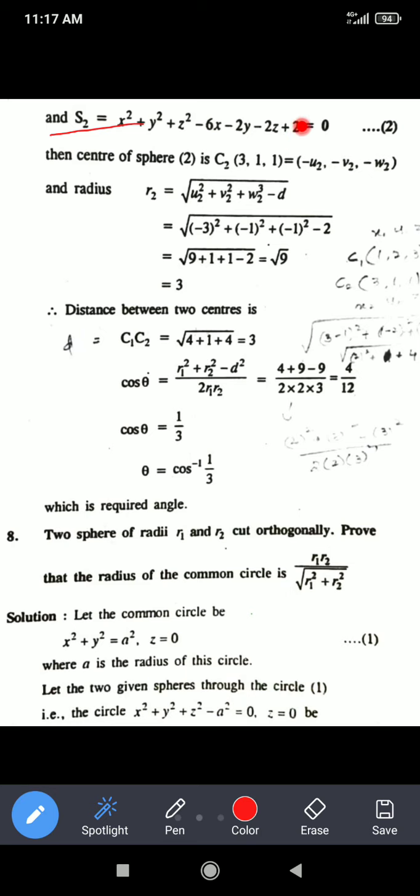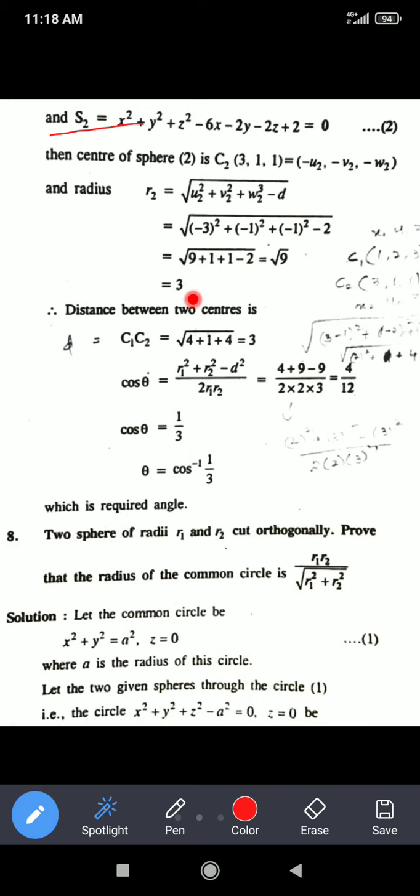Now the radius of this equation is r2 is equal to root of u2 square plus v2 square plus w2 square minus d. Okay, so then substitute the values of u2, v2 and w2. So that is minus 3 whole square, minus 1 whole square, minus 1 whole square, and minus d, where d value is minus 2. Then 3 square is 9, 1 square is 1, 1 square is 1, and minus 2 as it is. Then 9 plus 1 is 10, 10 plus 1 is 11, 11 minus 2 is 9. So root of 9 is nothing but 3.